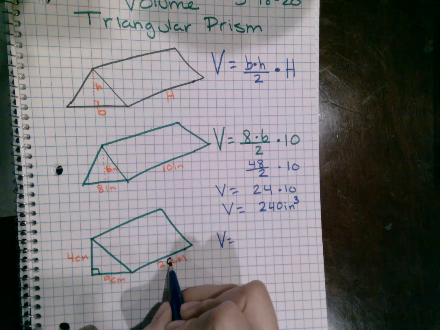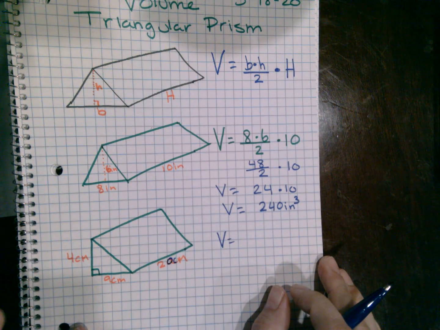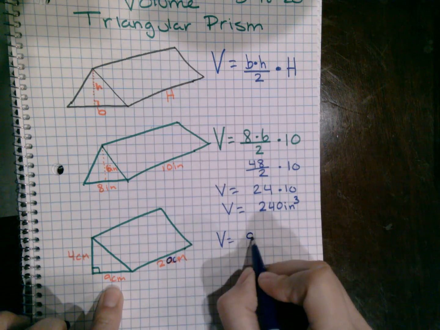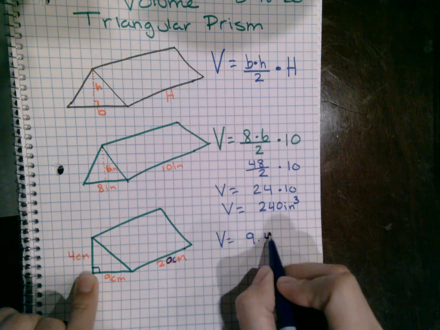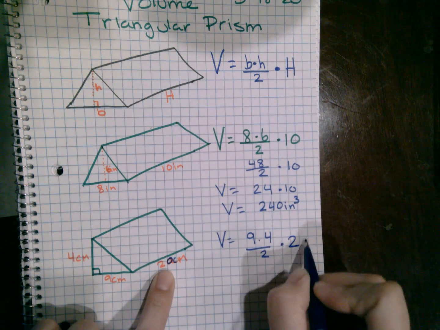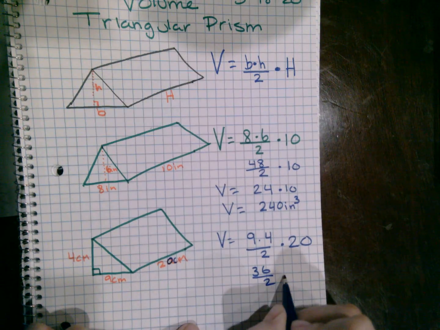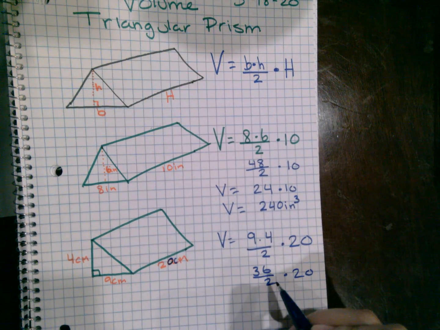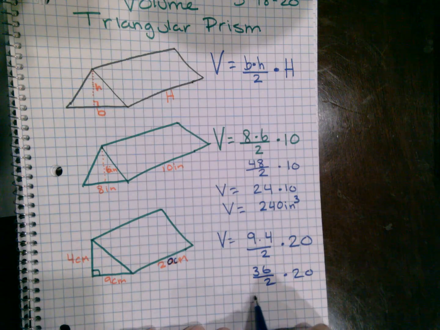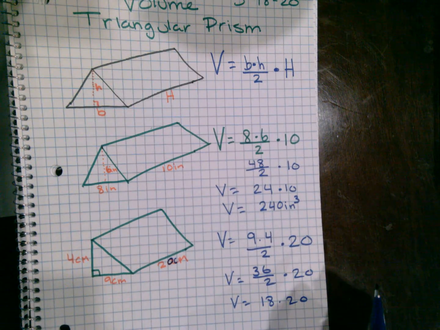So what's the base of the triangle? Base of the triangle is 9. So 9 times 4 divided by 2 times your big height, which is 20. 9 times 4 is 36, divided by 2 is 18. So 18 times 20.